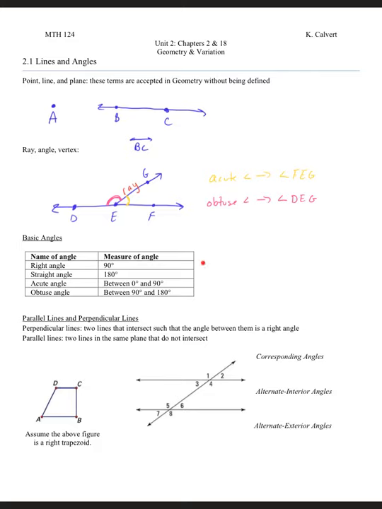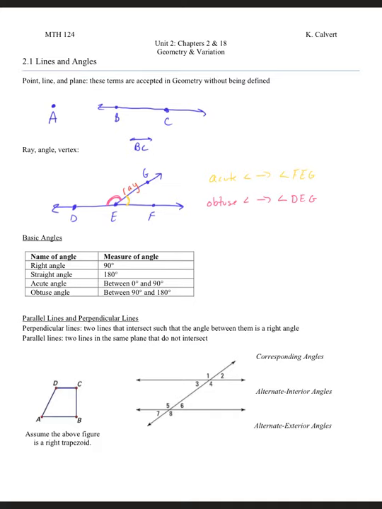Here are the different basic angles that we have. These you're probably familiar with from when you first started learning geometry. We know a right angle is exactly 90 degrees. A straight angle is exactly 180, which is a straight line. An acute is between 0 and 90, and an obtuse is between 90 and 180.